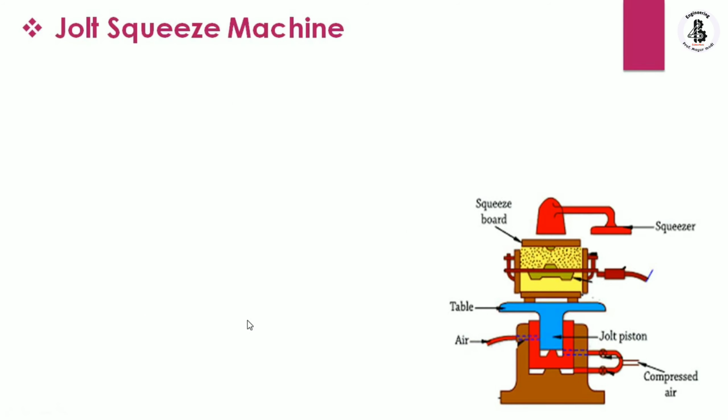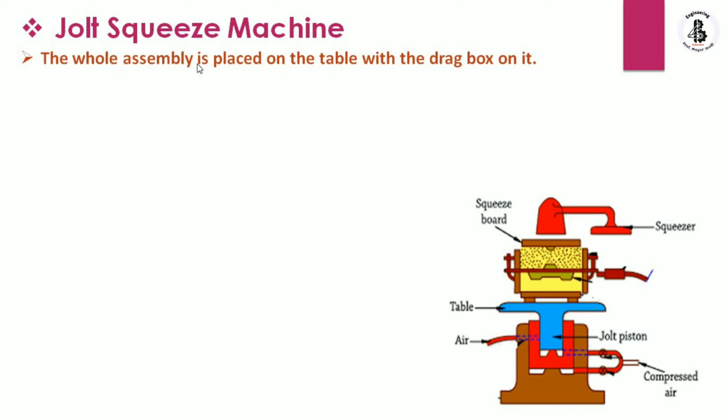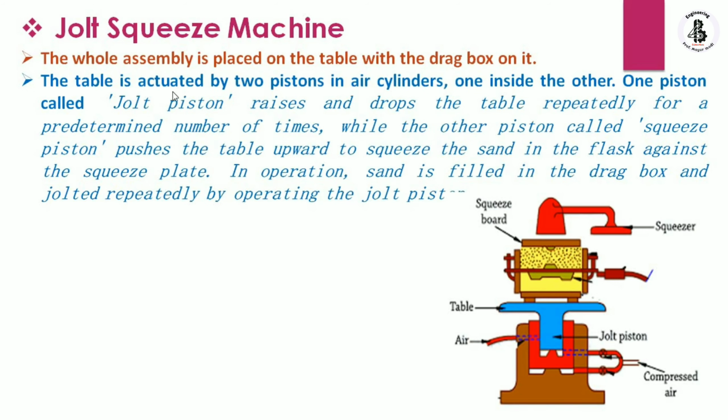So in these machines, what happens? The whole assembly is placed onto the table with the drag box on it. The table is actuated by two pistons in air cylinders, one inside the other. The one piston, called the jolt piston, raises and drops the table rapidly for a predetermined number of times, while the other piston, called the squeeze piston, pushes the table upward to squeeze the sand into the flask against the squeeze plate.